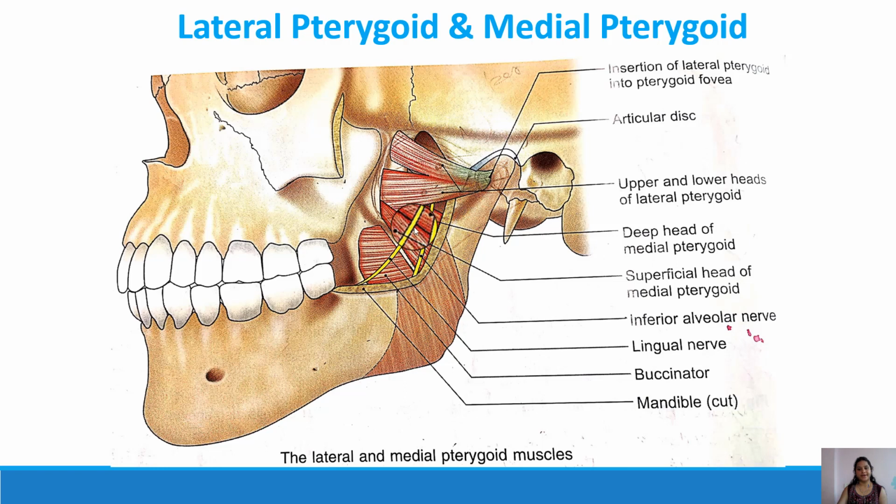It also has 2 heads, a superficial head and a deep head, originating from the maxillary tuberosity. Here you can see a bony prominence behind the 3rd molar, that is the maxillary tuberosity origin. Then insertion is the medial aspect of the mandible, behind the mandibular foramen and the mylohyoid groove.